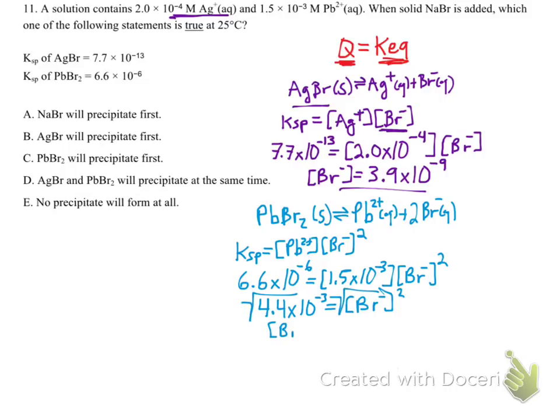And for this one, it turns out it's going to take substantially more bromide to get this to precipitate, to the tune of 6.6 times 10 to negative 2 molar. So if we compare the two, we can see it takes a whole lot less bromide to make a precipitate of silver bromide. So in terms of what will precipitate first, it's going to be the silver bromide.